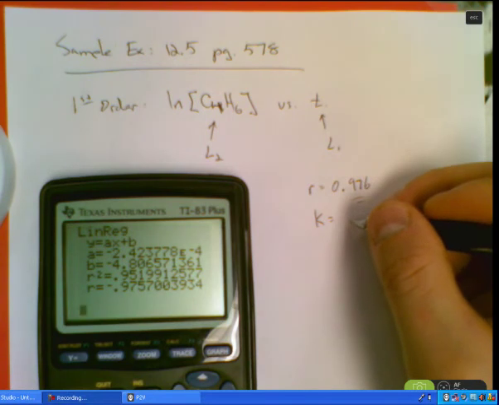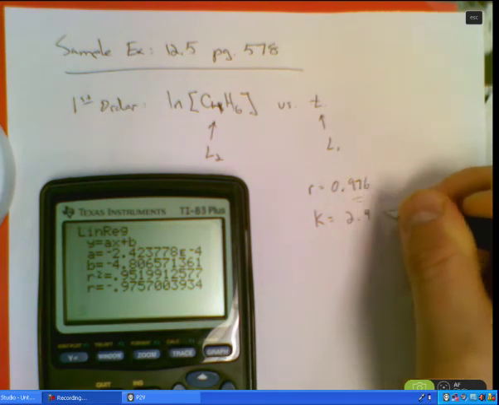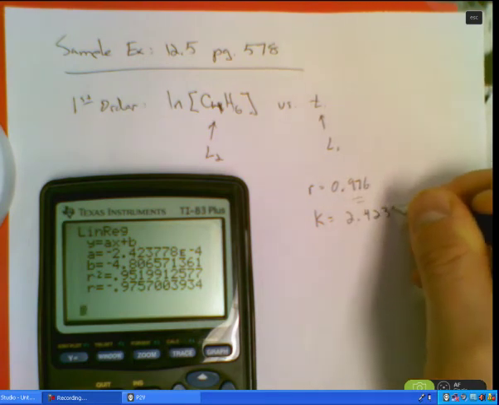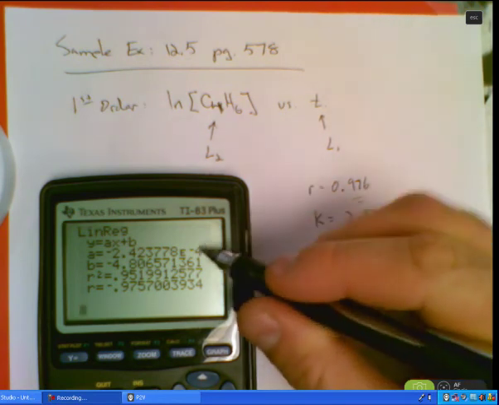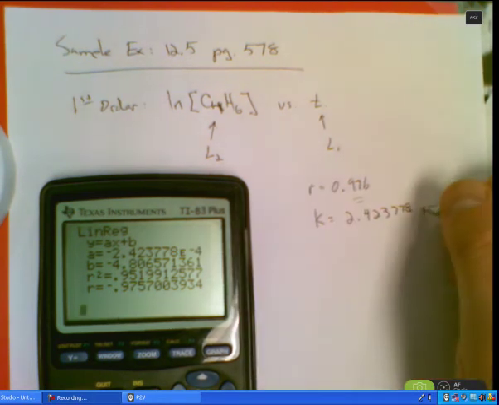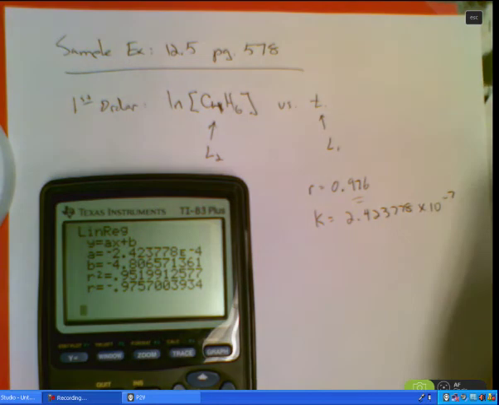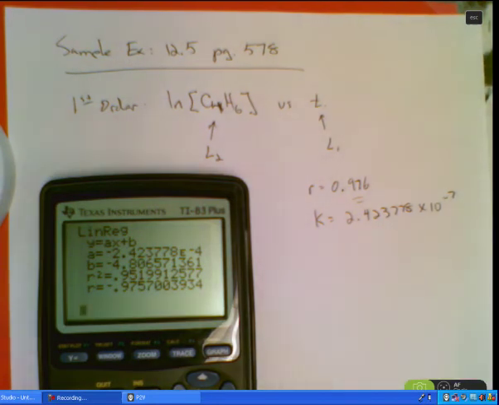K equals, if this is true, our slope, which is our A, which is negative k, so 2.4. I'll write it all down. 2, 3, 7, 7, 8. Oh, this would have been easy to miss right here. Watch out for that. E means times 10 to the negative 7. That's the values. Okay. I'm going to clear that.